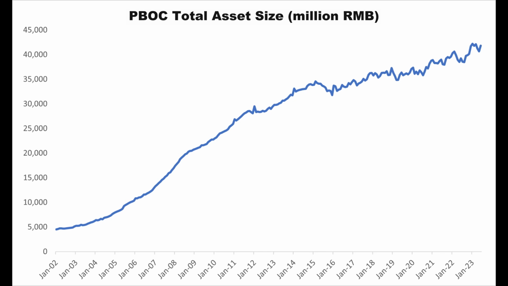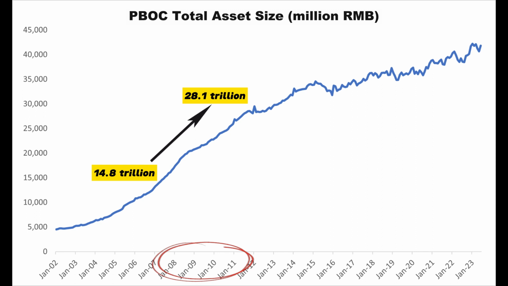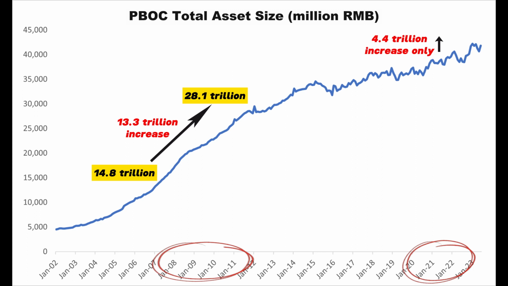Another interesting perspective on the PBOC's actions can be seen in this standalone chart. This chart displays the size of the PBOC's total assets, which underwent rapid expansion from mid-2007 to the end of 2011. During this period, the PBOC's balance sheet ballooned from 14.8 trillion RMB to 28.1 trillion RMB, marking an increase of 13.3 trillion RMB. To put this into perspective, let's compare it to the period from the start of the pandemic in December 2019 to June this year. During this time, the PBOC's balance sheet increased by just 4.4 trillion RMB only.